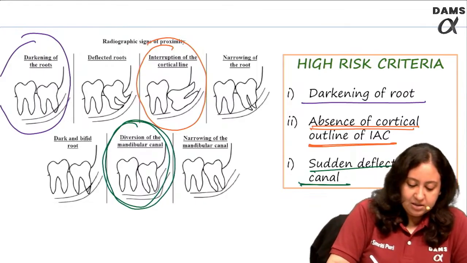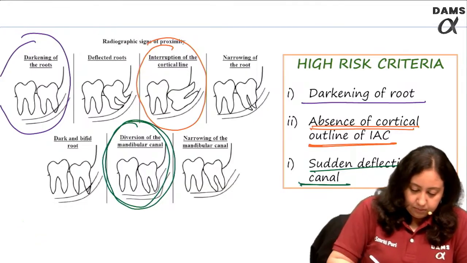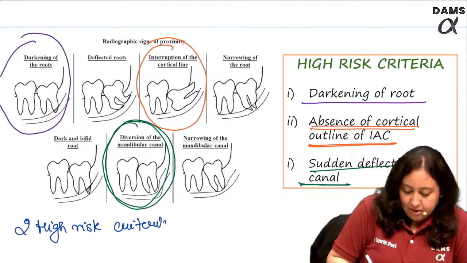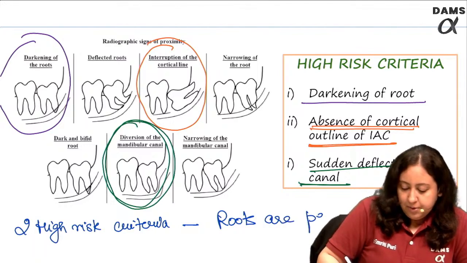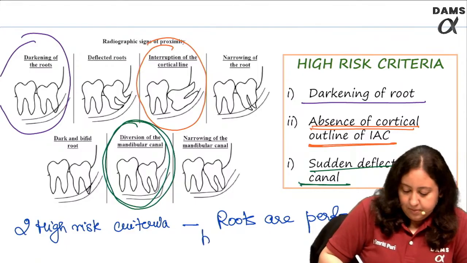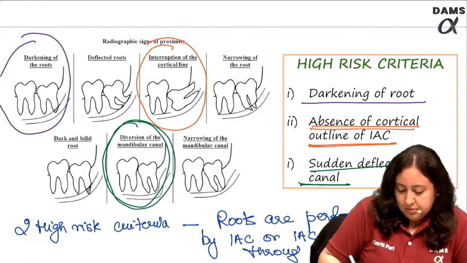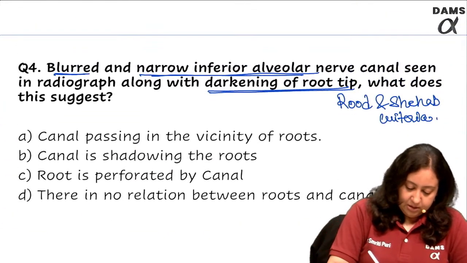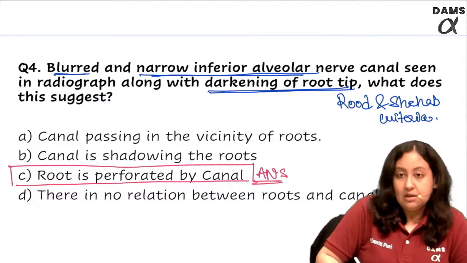So these are your high risk criteria. So if two high risk criteria are present on your radiograph, that means roots are perforated by inferior alveolar canal, or inferior alveolar canal is passing through roots. So the correct answer is root is perforated by canal. This is the correct answer.